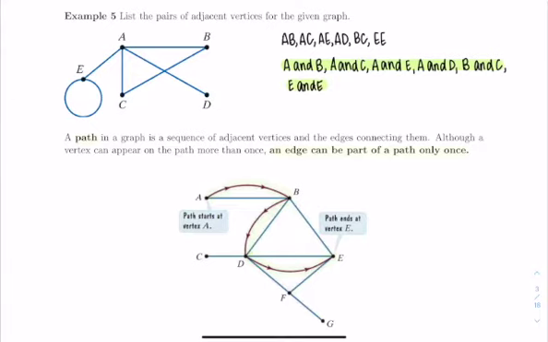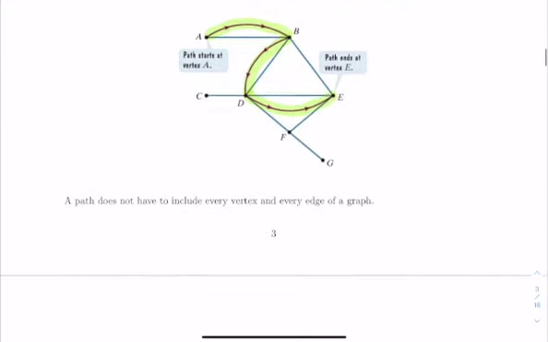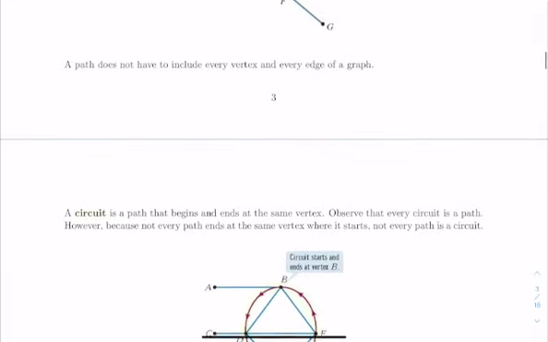A path in a graph is a sequence of adjacent vertices and the edges connecting them. Although a vertex can appear on a path more than once, an edge can be part of a path only once. So looking at the graph below, starting at A, we're going from A to B, then we go from B to D, and D to E, which is where it ends. All of these edges only appear once in the path. A path does not have to include every vertex and every edge of a graph.